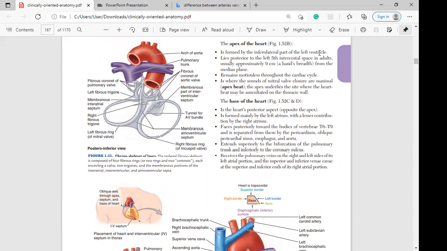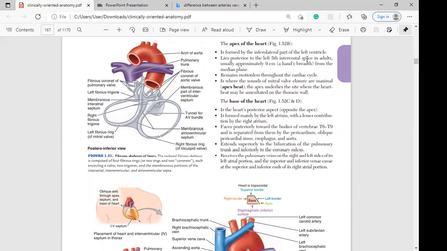Now, some anatomical landmarks. How do you know where the apex is located if you want to count the ribs or the intercostal spaces? The apex of the heart is located posterior to the left fifth intercostal space. You did anatomy already in the first year, so you know how to count the intercostal spaces. Once you get to the fifth intercostal space on the left side of your thoracic cavity, posterior to it, behind it, that is where you find the apex of the heart.